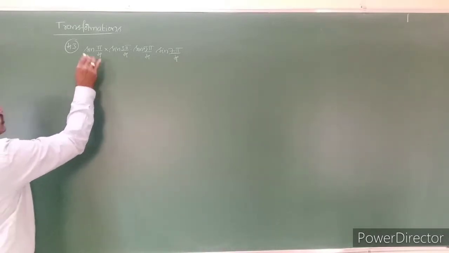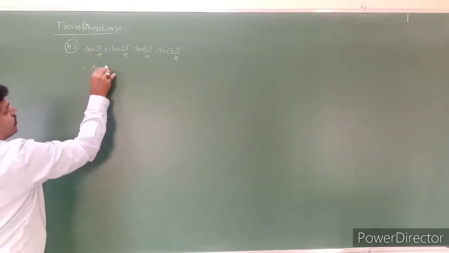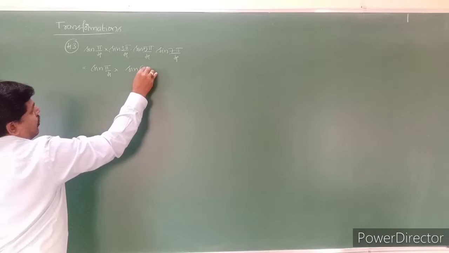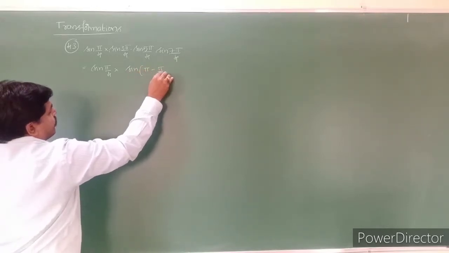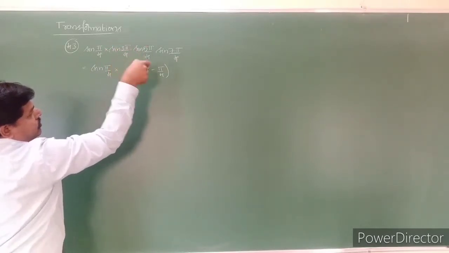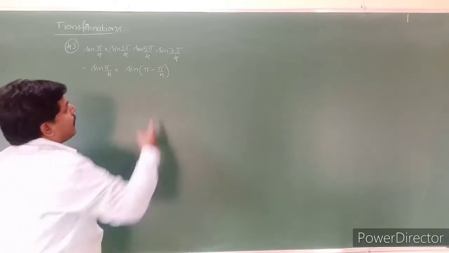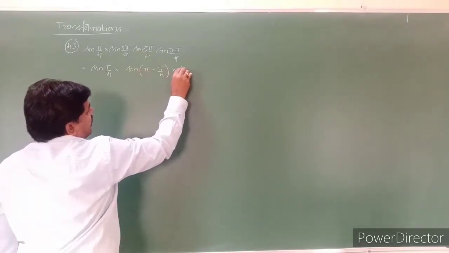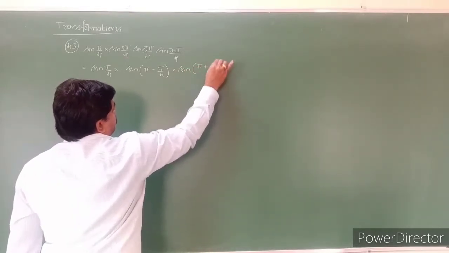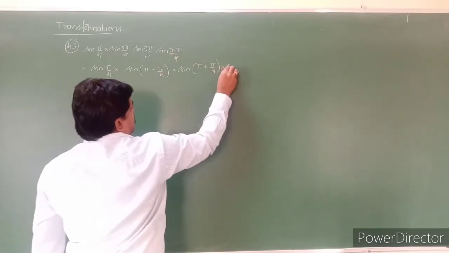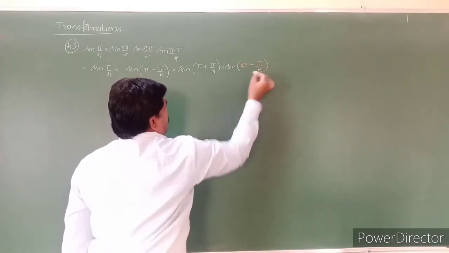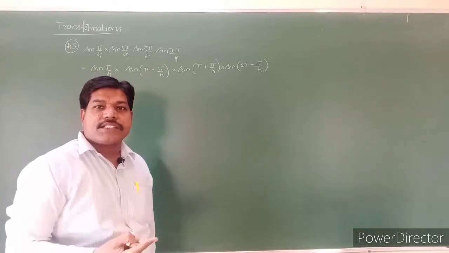So that is nothing but sin pi by 4 into sin 3 pi by 4, which you can write as sin of pi minus pi by 4. Why? Because 3 pi by 4 can be written as 4 pi minus pi by 4, and if we divide that, it becomes pi minus pi by 4. So 5 pi by 4, how can you write this one? Sin of pi plus pi by 4. And 7 pi by 4 is sin of 2 pi minus pi by 4.